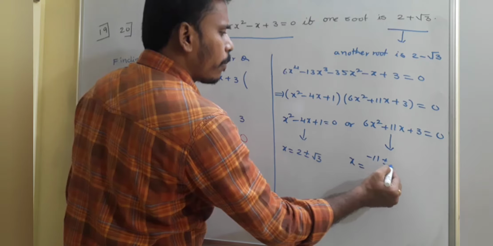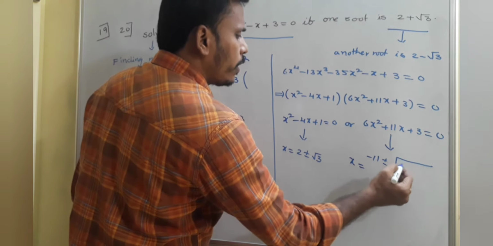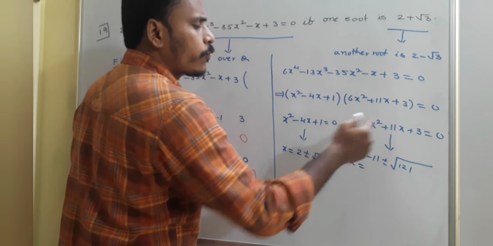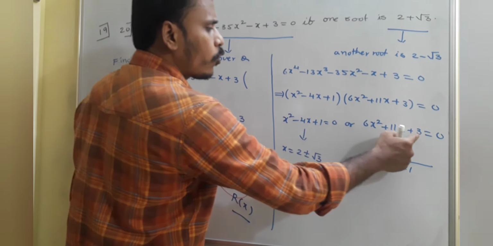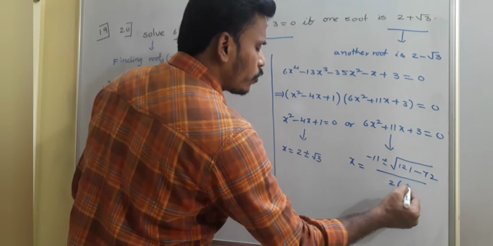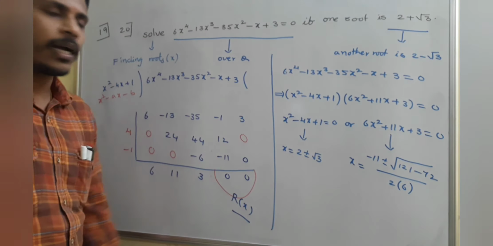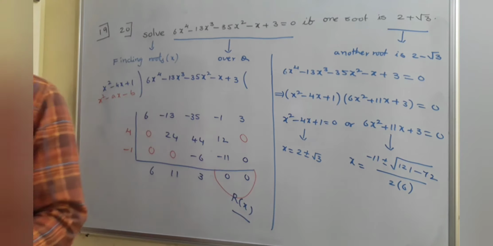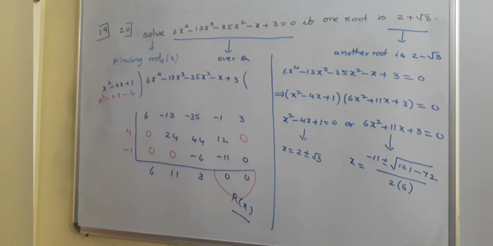Minus 11 plus or minus square root of b square, 121, minus 4ac. 4 6s are 24, 24 3s are 72. Divided by 2 into 6. And these are the other two roots. Okay, just observe it. Is there any calculation mistake?